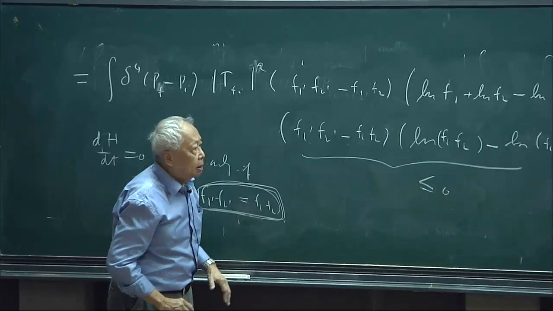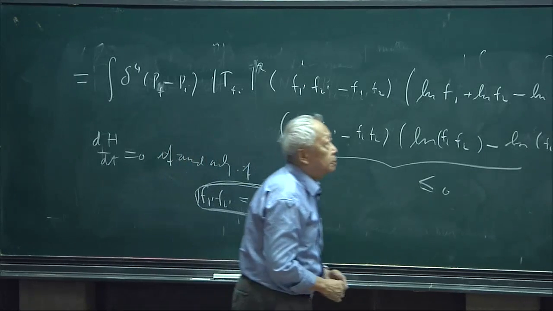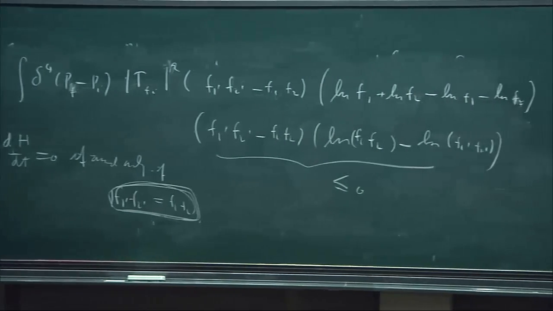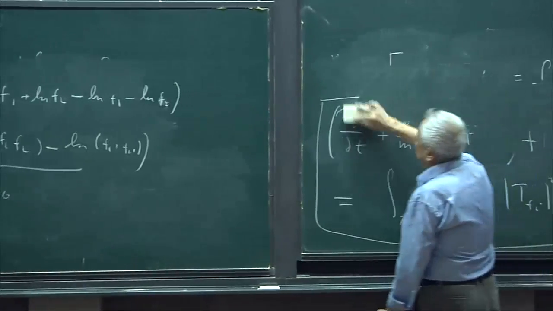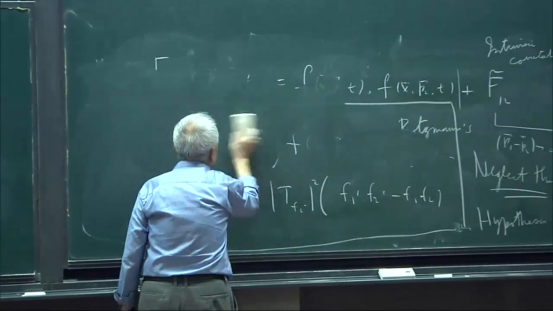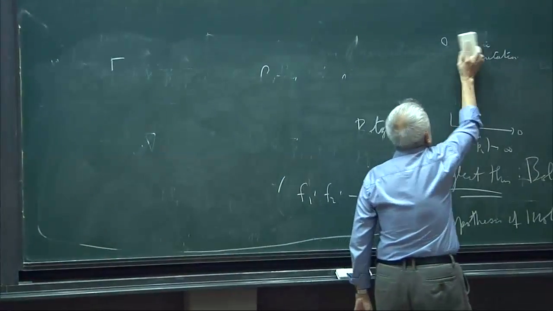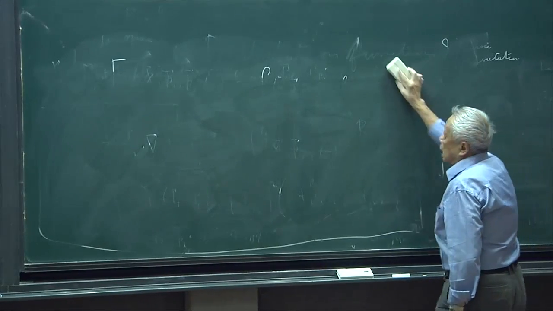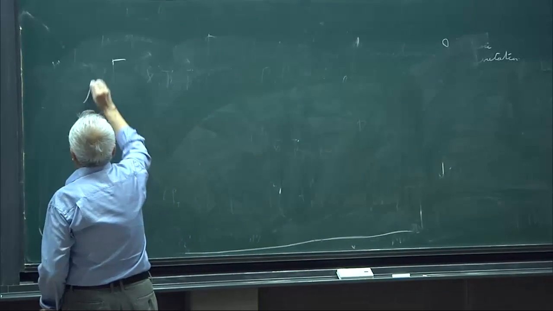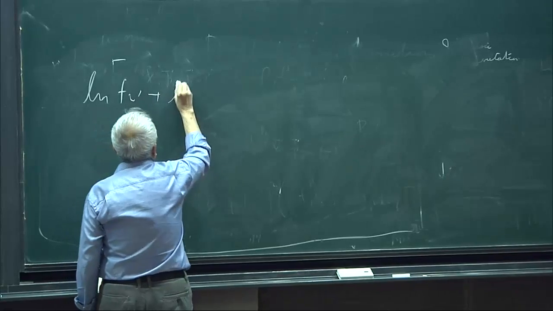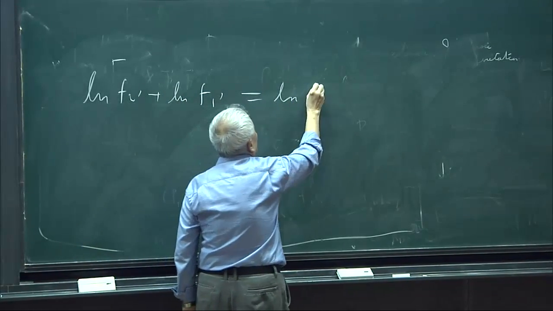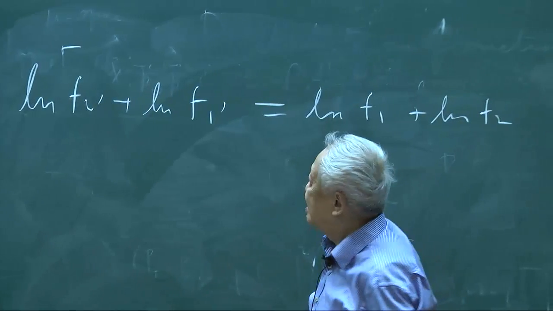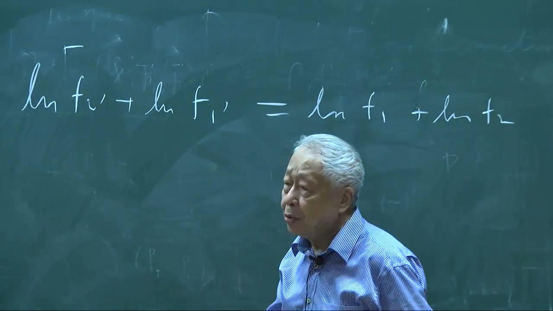Now let us look further into what this implies. How do we determine from this condition the form of the distribution function? If I take the logarithm on both sides of that condition, I will get the following relation. That is, the necessary and sufficient condition for equilibrium is that log of f2' plus log of f1' is equal to the log of f1 plus log of f2 for any collision in which 1, 2 goes into 1', 2'. Now, this is a conservation law for a collision. Therefore, log f is any quantity that is conserved in a collision.